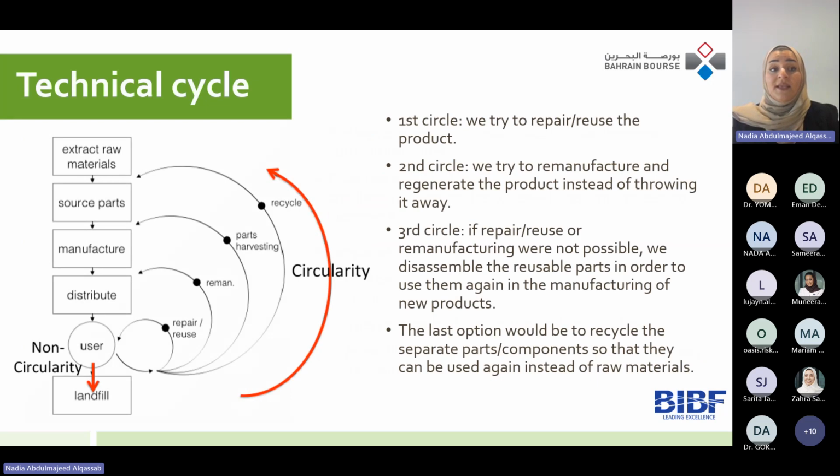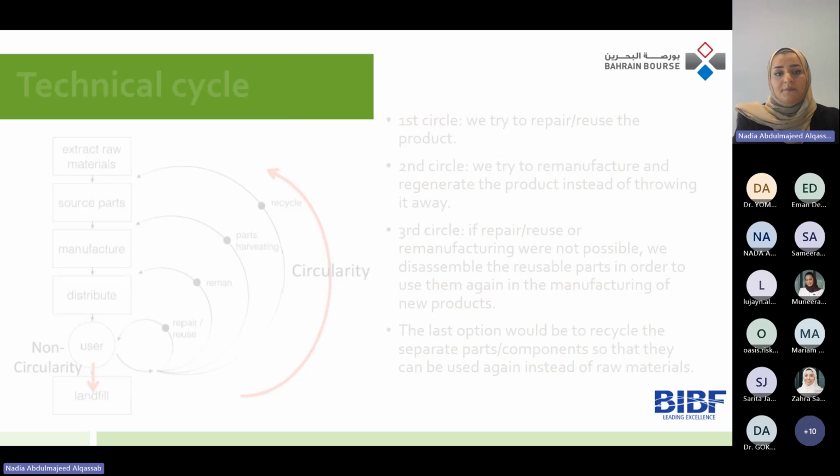So, the technical cycle. When you're doing the production side, it's also interesting because you will try to repair, remanufacture, regenerate, or reuse. And the last option would be to recycle the separate parts. But always make sure in the production phase that you don't put anything to waste. You will see the technical cycle mostly in companies that are involved in manufacturing, like the Coca-Cola company, and even IKEA has a technical cycle. So most companies that are handling manufacturing.